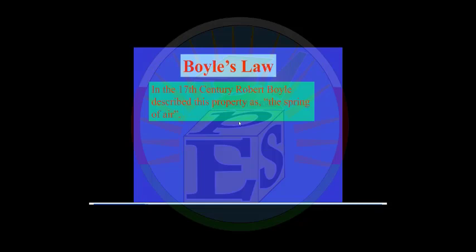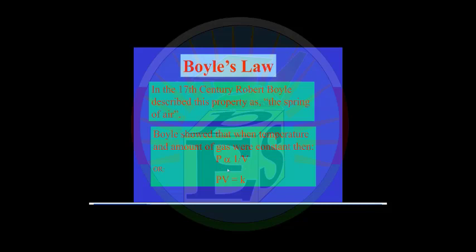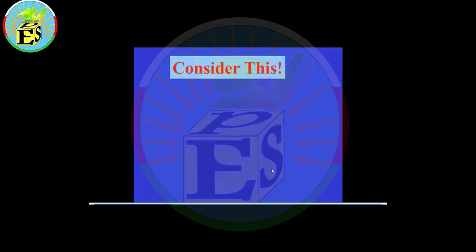In the 17th century, Robert Boyle described this property as the spring of air. Boyle showed that when temperature and amount of a gas were constant, then P is proportional to 1 over V, or P times V equals a constant K.